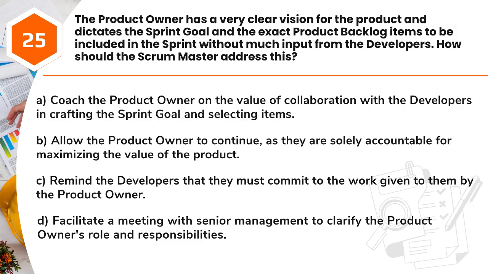A. Coach the product owner on the value of collaboration with the developers in crafting the sprint goal and selecting items. B. Allow the product owner to continue, as they are solely accountable for maximizing the value of the product. C. Remind the developers that they must commit to the work given to them by the product owner. D. Facilitate a meeting with senior management to clarify the product owner's role and responsibilities.